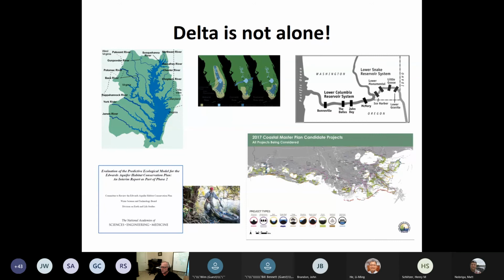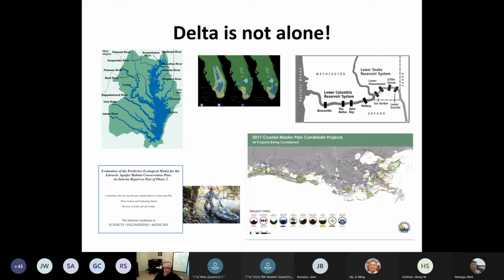Another thing that I want you to think about is that the Delta is not alone. These are systems I myself am working on that face very similar problems and very similar development of models. And so sometimes it helps to look around and see what others are doing. The bottom left is coastal Louisiana, Chesapeake Bay in the upper right, the Everglades, Columbia River.